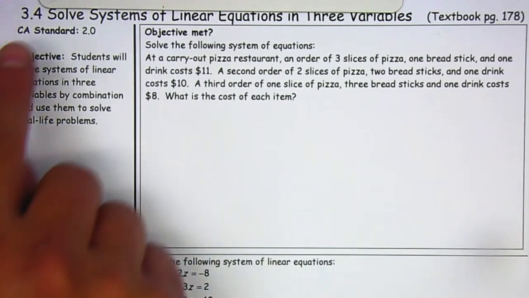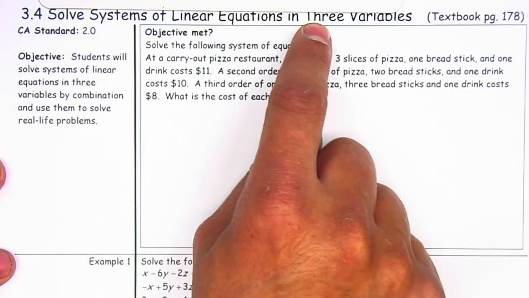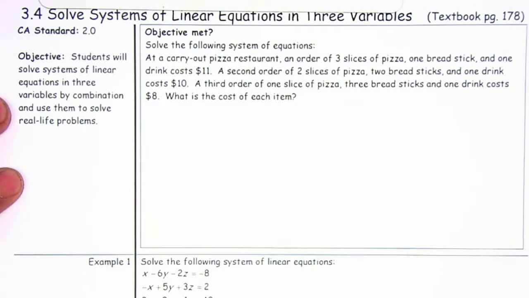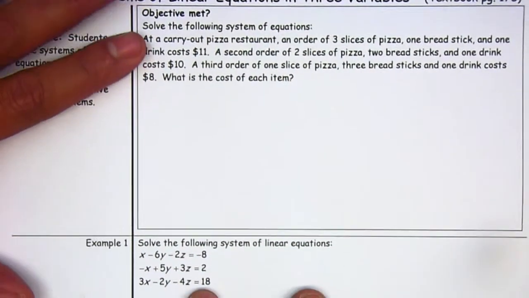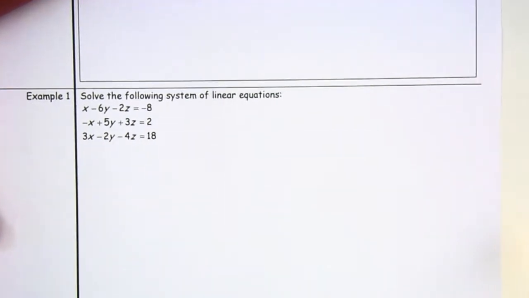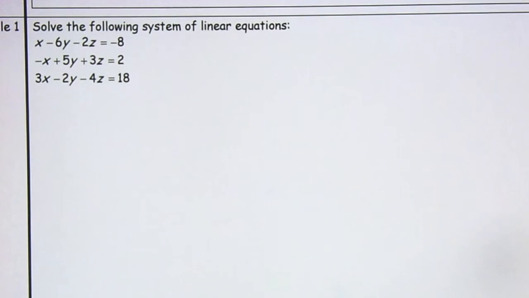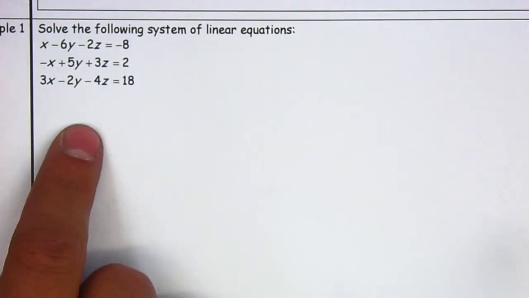Good morning. Today we're covering section 3.4. We're solving systems of linear equations, but now it's going to be in three variables. We're going to be working with a system, and I know it looks a little bit overwhelming when you first see it, but it's actually not too difficult to work out. It's just a little more work than the ones we have covered before. So let's go over example number 1.